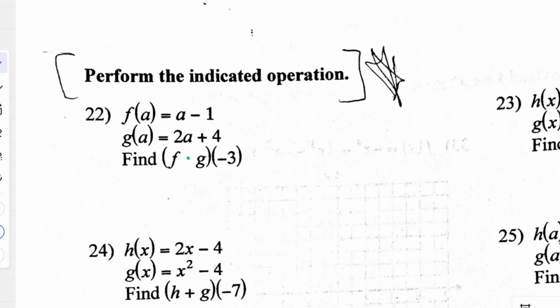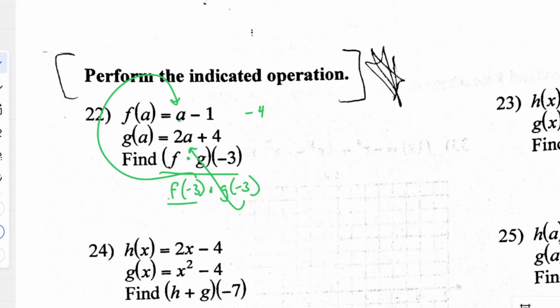Okay, so this is another way of writing f of -3 times g of -3. So in this case, all I have to do is plug in -3 into that one, and then plug -3 into that one, and then multiply the two results. So you get -4 and -2. So that times that is +8. These are pretty smooth.